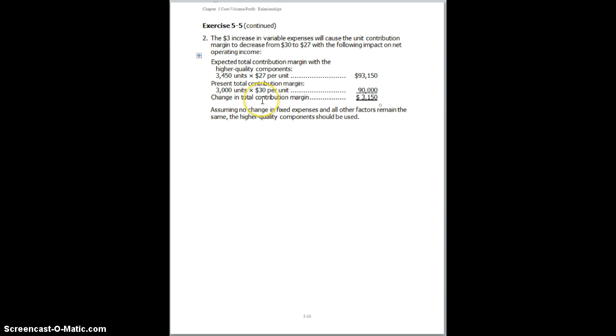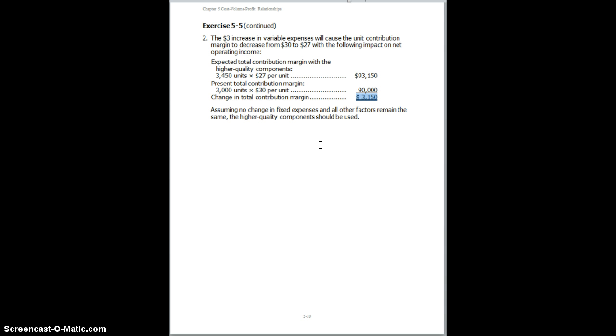Therefore, we are expected to sell an additional 15% of volume. 3,000 units multiplied by 15% would give us an additional 450 units. That's 3,450 units multiplied by the new contribution margin of $27 per unit, which will yield a contribution margin of $93,150. Compared to the current contribution margin of $90,000, that gives a positive change in contribution margin of $3,150.